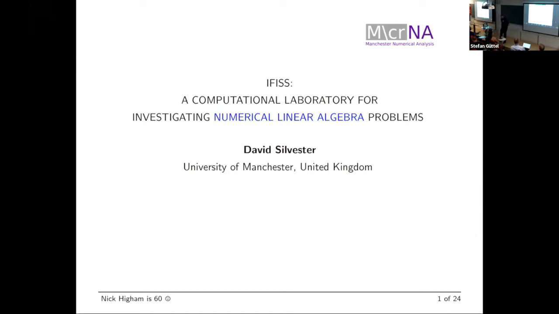Yeah, I changed the title slightly. I tried to put off as many people as possible by mentioning incompressible flow, but really the center of attention here is numerical linear algebra, being the theme of the meeting. The second theme, of course, is Professor Higham, who I have known for a very long time.